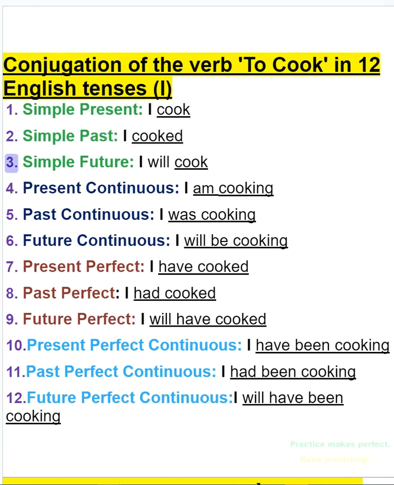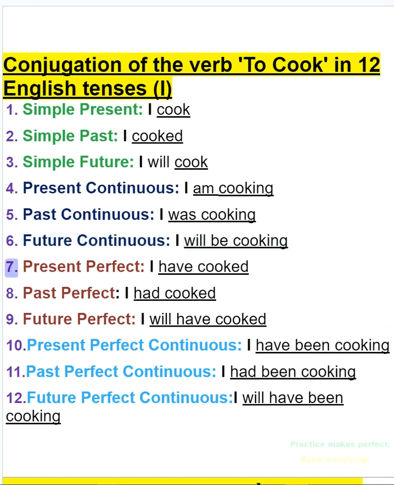3. Simple future, I will cook. 4. Present continuous, I am cooking. 5. Past continuous, I was cooking. 6. Future continuous, I will be cooking.